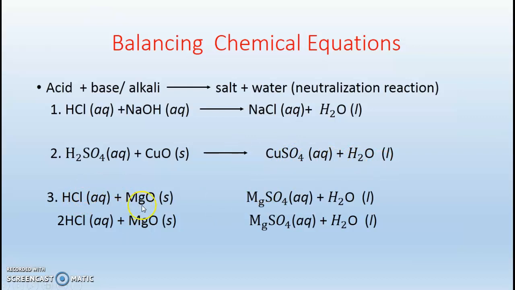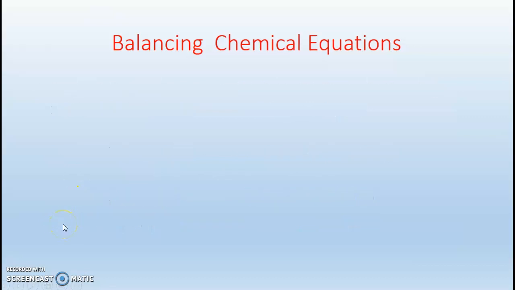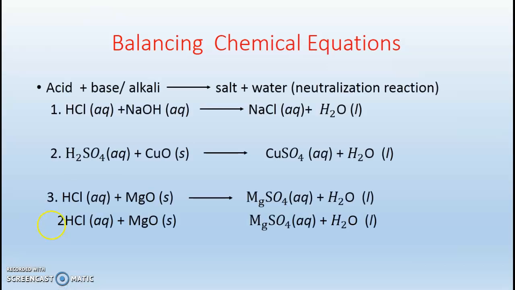Acid and another base, what do I get? Magnesium sulfate. Yes, if I check, this one is not balanced because hydrogen is 2 here, hydrogen is 1. How do I balance it? By putting 2 in front of this. By putting 2 in front of that, I get everything to be balanced. Let's check. So this and that, what do I get?